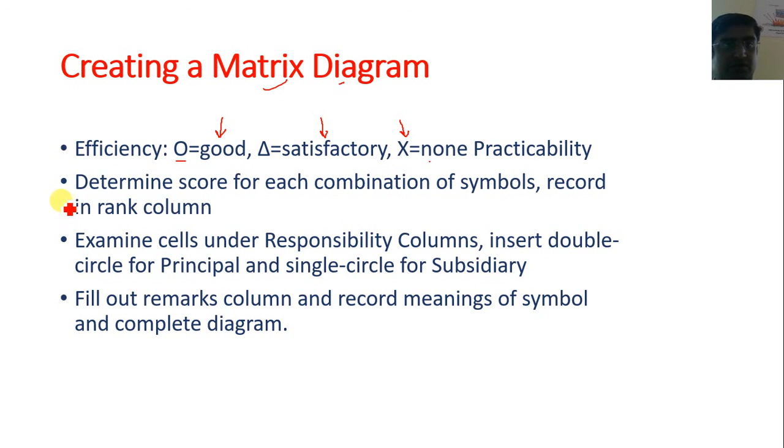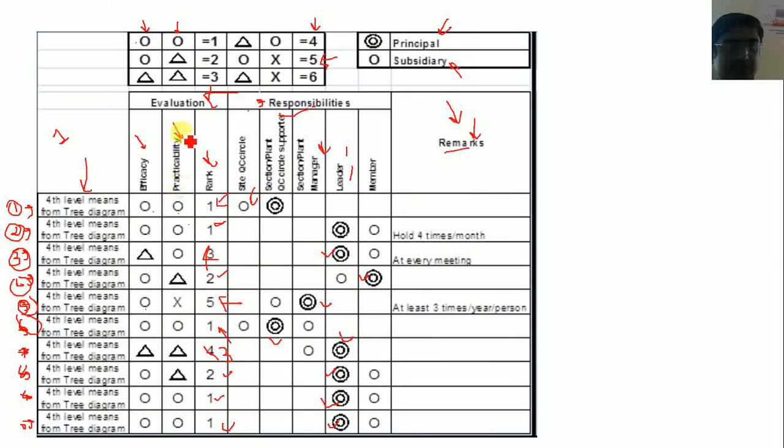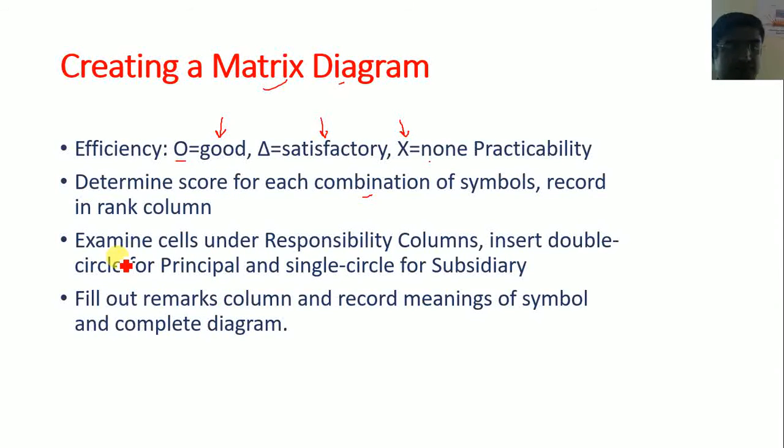And now after that, determine the score for each combination of symbols and record that in the column. So already we have to do this thing. For each and every combination we have to place a value of rank. Examine cells under the responsibility columns and insert the double circle for the principal and the single circle for the subsidiary. Now fill out the remarks column, record the meanings of symbols and complete the diagram.